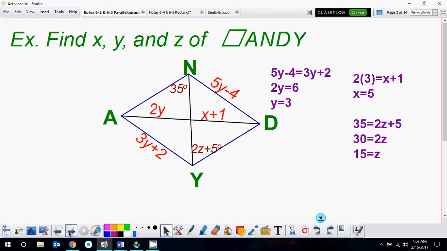So the first one, we've got opposite sides are congruent. So 5y minus 4 equals 3y plus 2. So that means when you move the 3y and move the 4 over, you get 2y equals 6, so y is 3. Once you know that, you also know that the diagonals bisect each other, so that means 2y is equal to x plus 1. So now that we know y is 3, you've got 6 is equal to x plus 1, so x has to be 5.